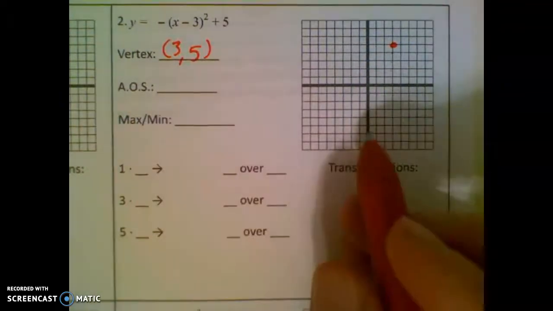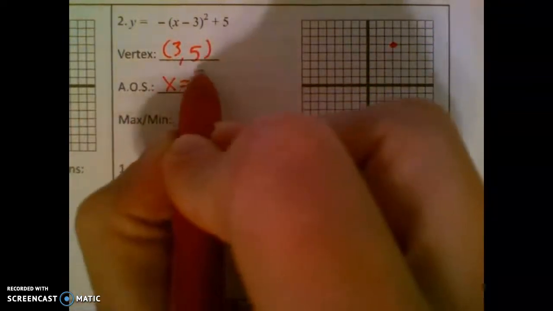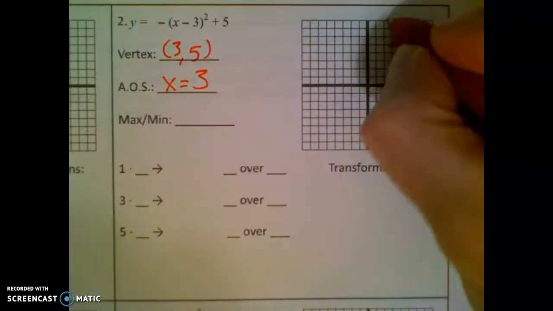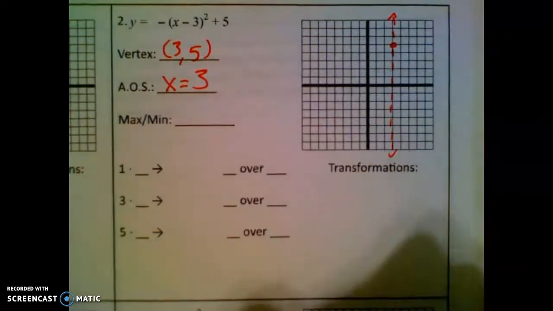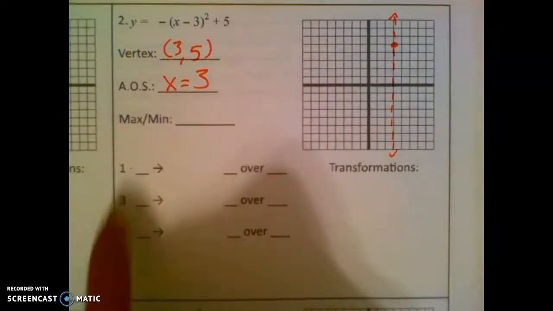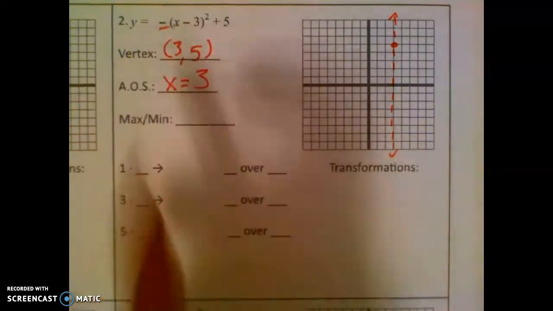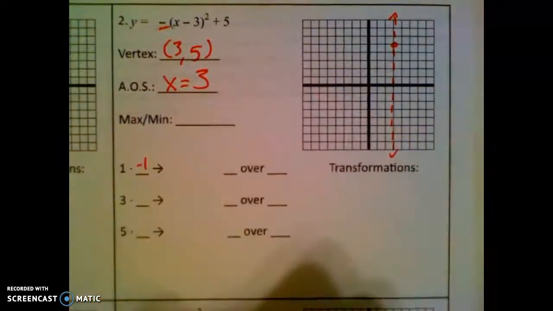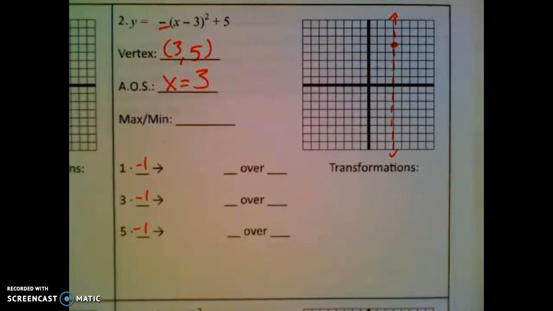Then my AOS automatically is always x equals whatever that x value is for your vertex, so x equals 3. So I'm just going to draw an up and down line at x equals 3. And then I'm going to do my 1, 3, 5 pattern, but it's always 1, 3, 5 starting out, whatever your a value is out front, which in this case is a -1. So I'm going to multiply my 1, 3, 5 pattern by a -1 all the way down the line.